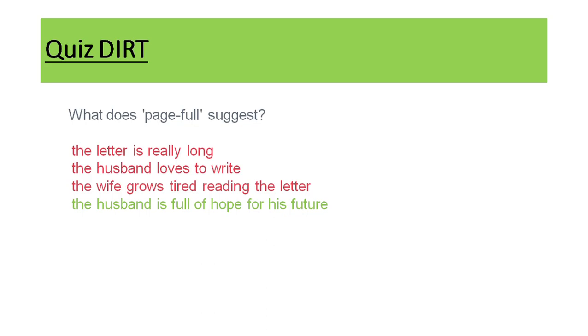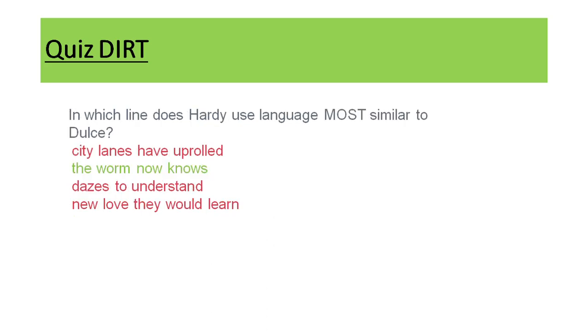Okay, so jot that down for me, again, unless you think you could have answered me immediately with the right answer and very confidently. All right, next one was this one. I think this was the one that most people tripped up on, if they tripped up on any. In which line does Hardy use language most similar to Dulce? Now we're going to move towards thinking about comparisons between the poems as we get towards the last few weeks of term. But I just wanted to start you thinking in that way.